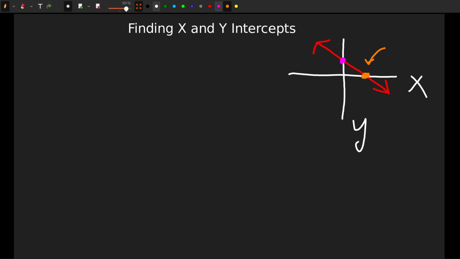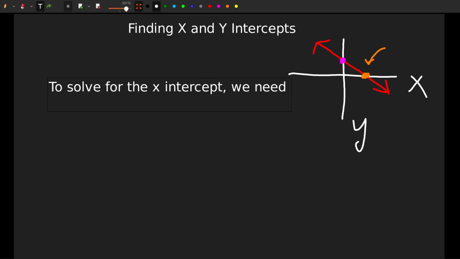So I'm going to go ahead and write that down. So to solve for the x-intercept, we need y is equal to 0. Okay? And so that's exactly what we're going to do.